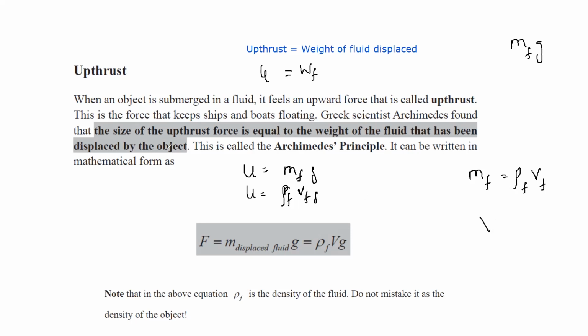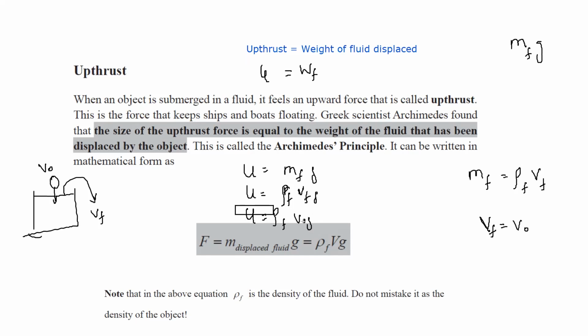And then, as we know, when the object is completely submerged in the liquid, the liquid will come out. The volume of the object is equal to the volume of the fluid displaced. So we can say the volume of the fluid is actually equal to the volume of the object. That's not the total volume. Again, I repeat, that's not the total volume of the fluid. It is the volume of the fluid which is displaced by the object. So we can say upthrust is equal to density of the fluid times volume of object times gravity. So this is how upthrust is calculated.